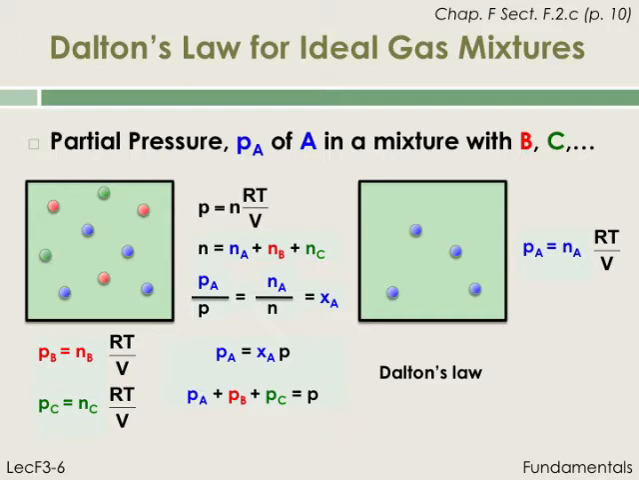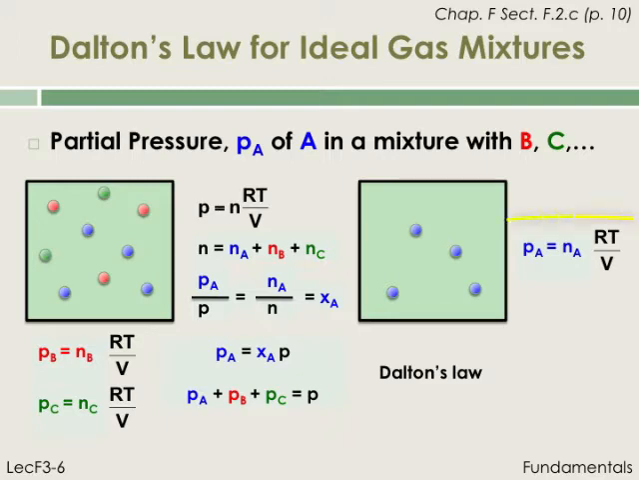So for ideal gases, what we can do is apply the ideal gas law to each of the species present in the mixture. For example, if we have a gas represented by molecules of different colors, just to represent different species, we have green molecules, red molecules, and blue molecules. I'm going to call the blue one A, the red one B, and the green one C. We can apply the ideal gas law to each of these species.